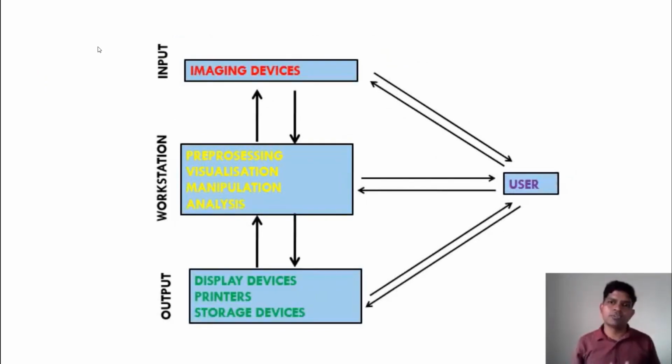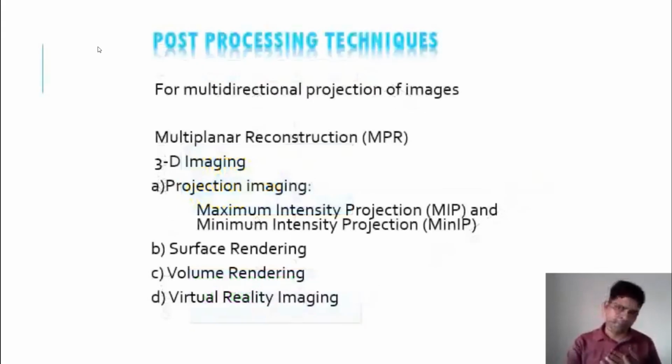You can see this is all interconnected, like input, workstation, and output. This is all done by the user, and the user means the technologist, us. We sit there and handle the image devices, pre-processing, visualization or manipulation of the analysis, then display devices, then a printer or storage devices, and we do the interpretation in between. So what are the different types of post-processing techniques?